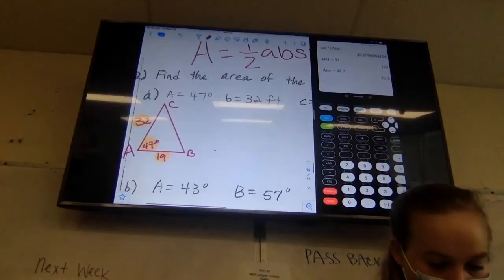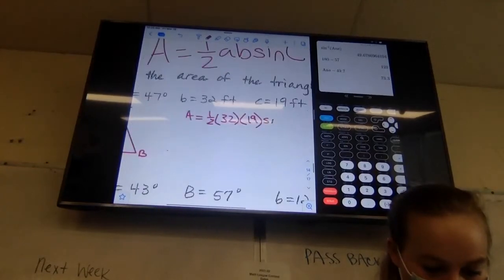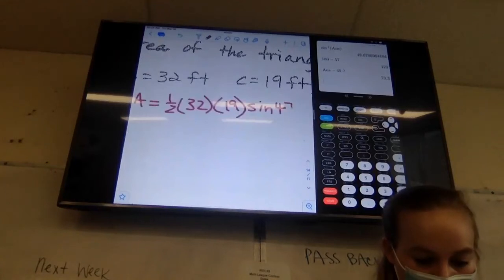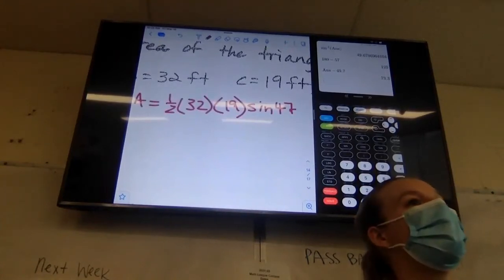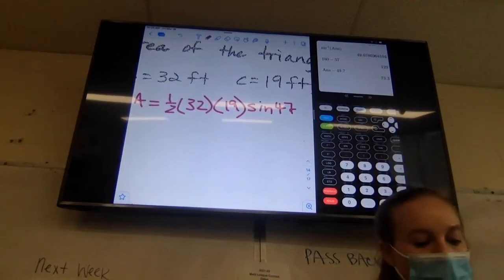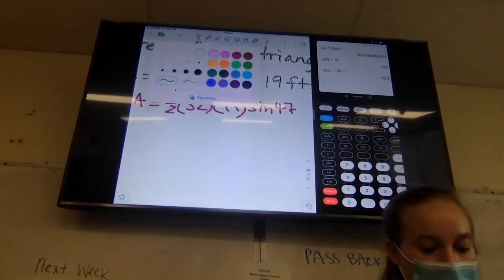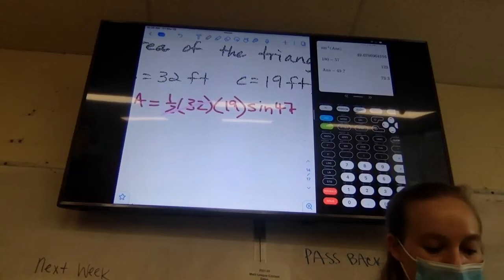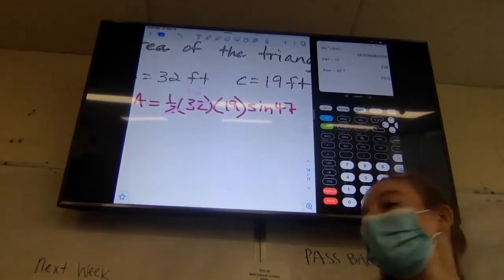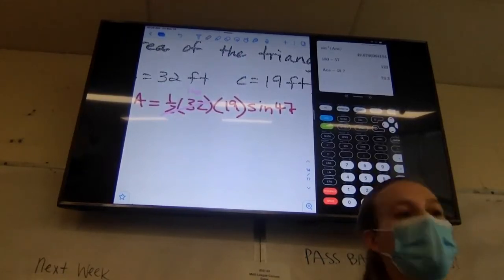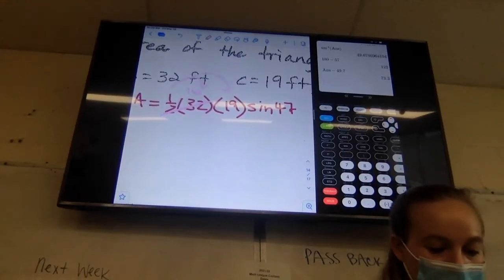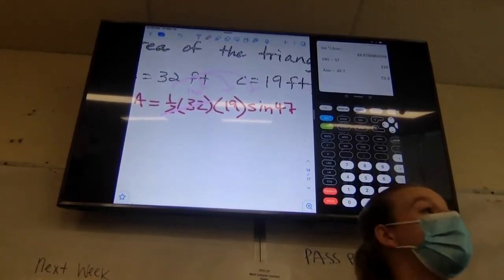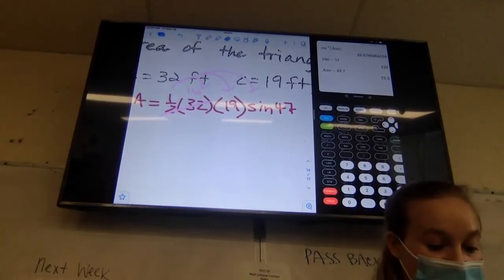So I'm going to do A equals 1/2 of 32 times 19 times sine of 47. The cool part about this is you can just plug that into the calculator and go. What I like to do personally is I like to simplify that 1/2. I like to do, okay, 1/2 of 32 is going to be 16. What you cannot do is you guys love to share and you're like, oh, we have to distribute, share, give it to everything. Don't do it. It only gets to be done one time. And I did it to 32.